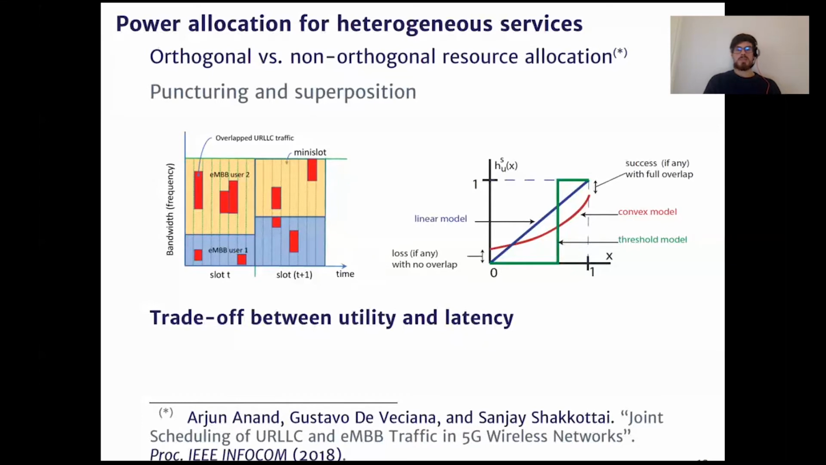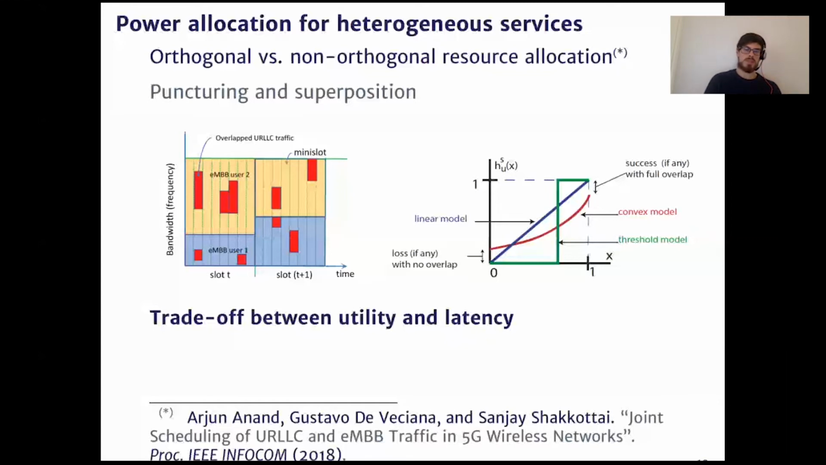So resources are not pre-allocated to the URLLC users. Instead, when the base station wants to transmit to these URLLC users, as you can see in the figure on the left, it will follow one of two approaches. One is puncturing and the other one is superposition.